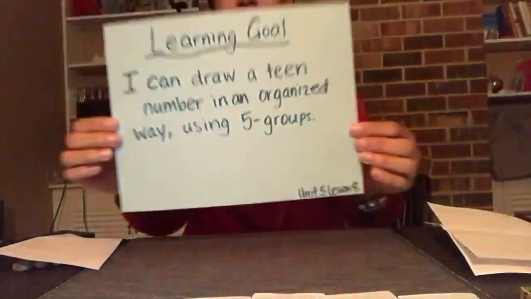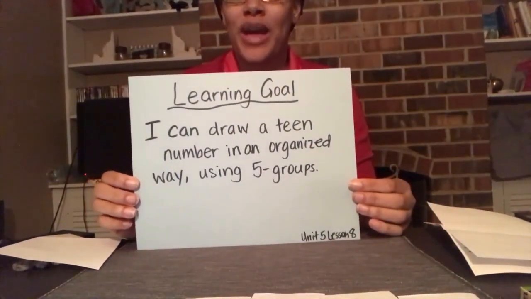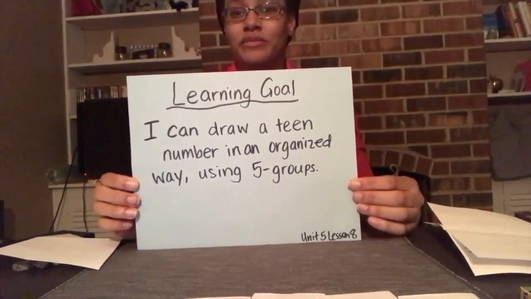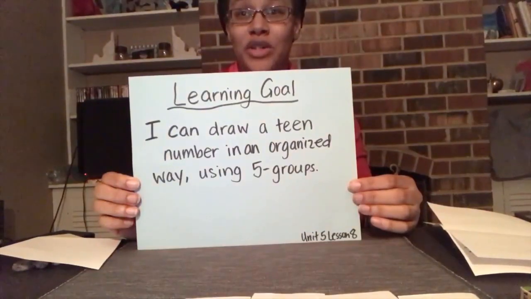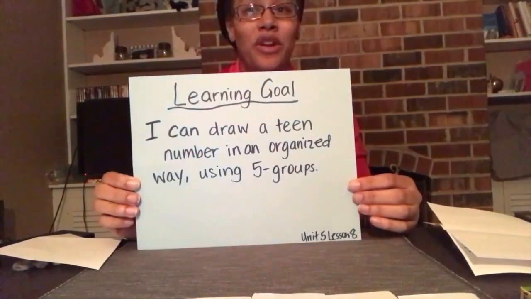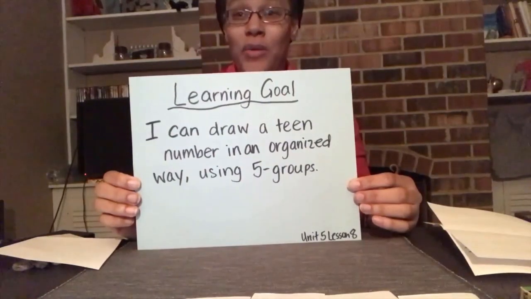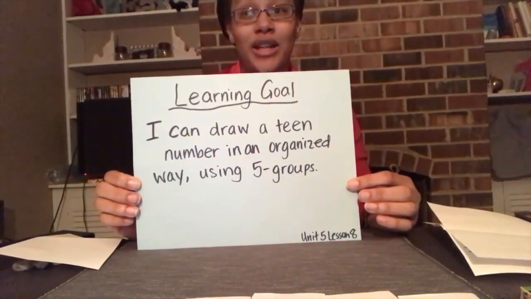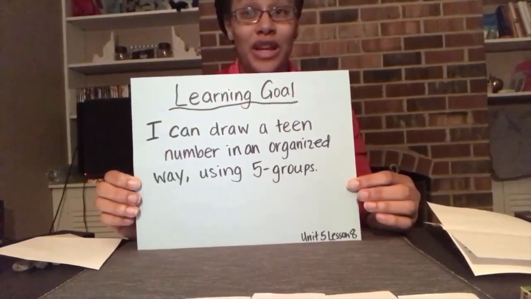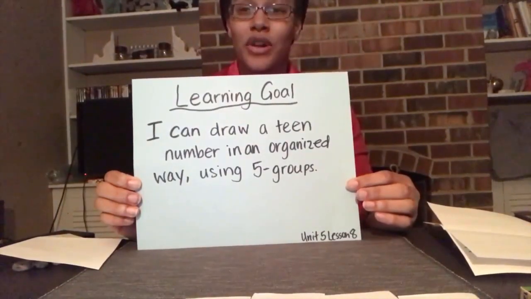So let's review our learning goal for today. Our learning goal says, I can draw a teen number in an organized way using 5 groups. So let's review our vocabulary that we're going to need to remember. So today we're working with our 5 groups to help us stay organized while we work with teen numbers. Go to your instructional video, do your exit ticket, come back so we can review the exit ticket, and then we'll work on some problems out of our practice set. Great.